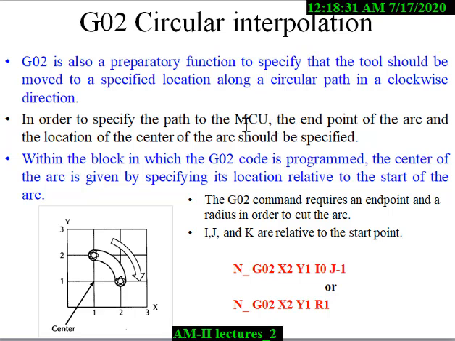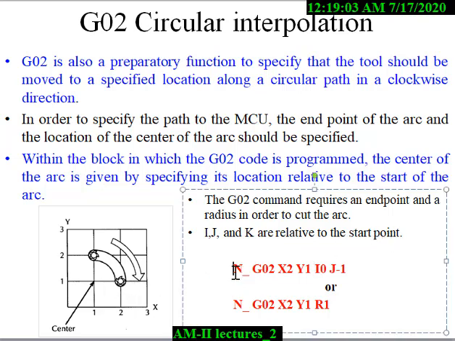But in case of linear interpolation, you have to specify only the final position of the tool. Within the block in which the G02 code is programmed, the center of the arc is given by specifying its location relative to the start of the arc. The G02 command requires an endpoint and radius in order to cut the arc. In this case, we'll be using IJK for the start point. So here you can use two lines of code. Either you can specify the endpoint and final coordinates of the workpiece, or you can directly specify the radius of the arc.